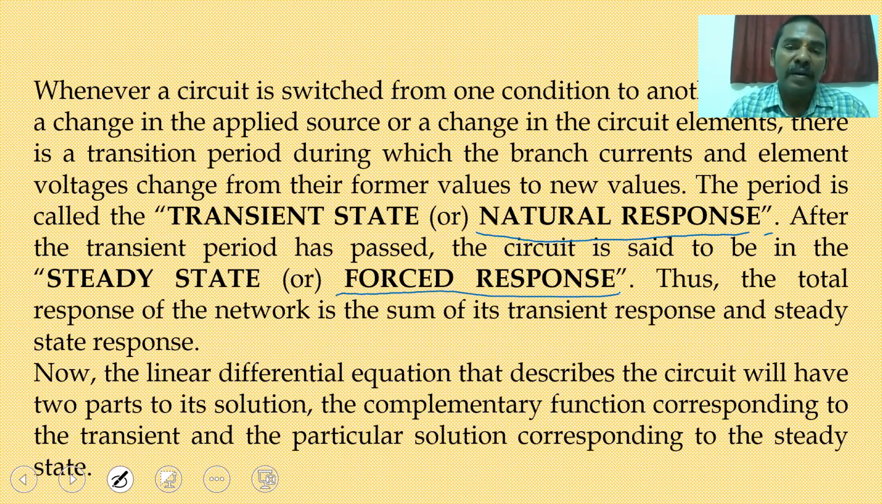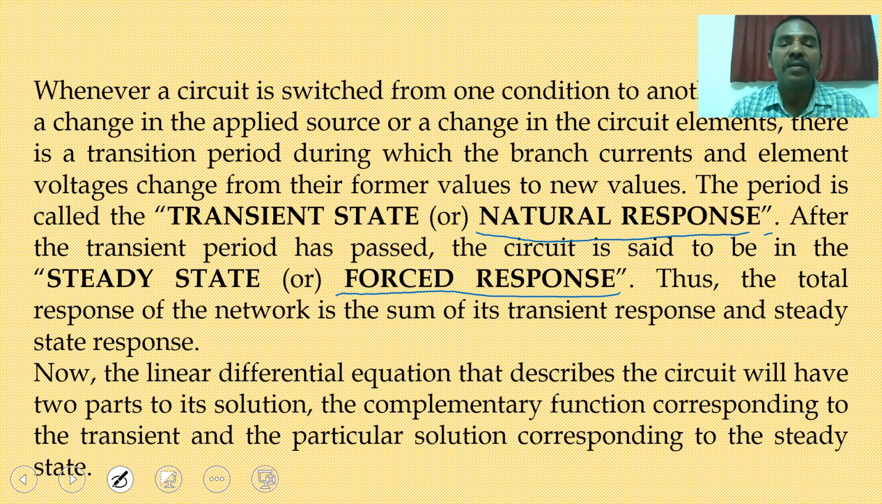So for a particular system, if you are giving a switching supply, automatically there must be two responses. One is a natural response and another one is a forced response. Natural response you can call a transient response, and forced response you can call a steady state response.